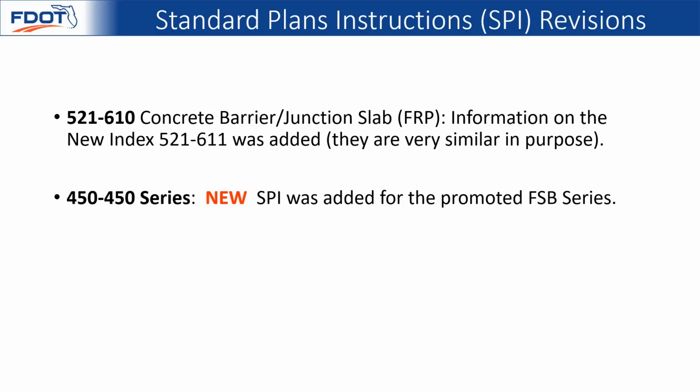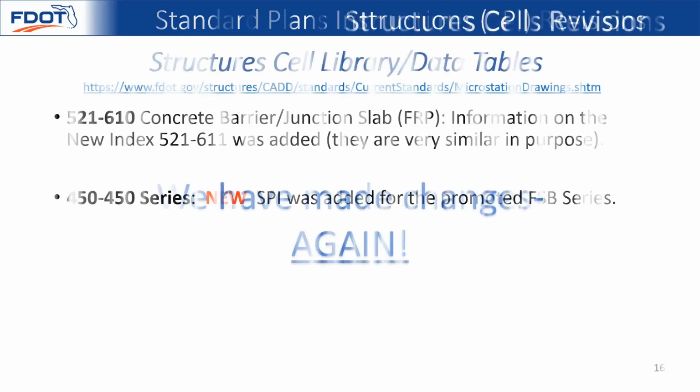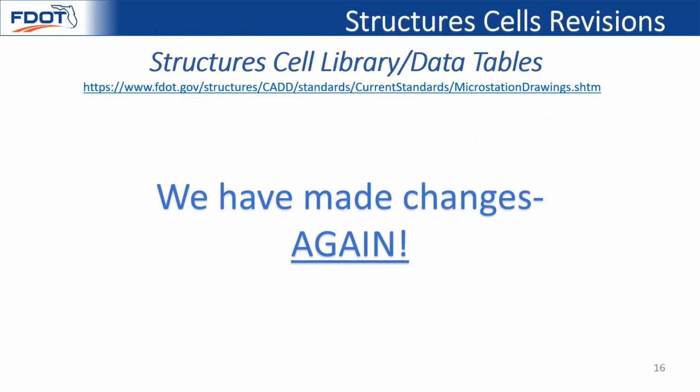And of course, the 450, the FSBs, the Florida slab beams. We added the SPI for those. It has changed since the developmentals, but it's essentially the same. And once again, we've made changes to your cells, so please update your cell library.